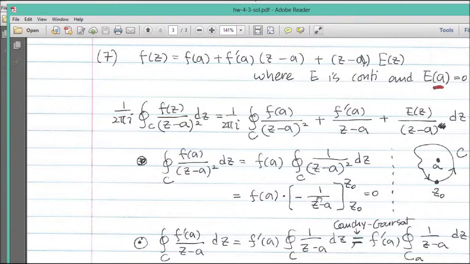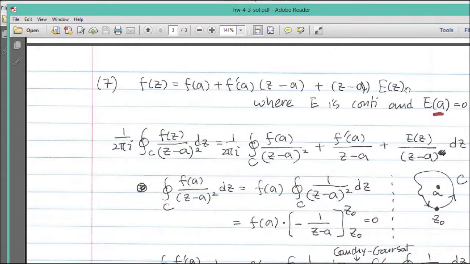We do exactly the same thing as in problem number 1, and we have exactly the same expression here: f(a) plus f prime of a times (z minus a), plus E(z). Remember, we got that just from the fact that f is not even analytic, just differentiable at a. And we got this condition; I corrected it here in my answer: E of a is 0.